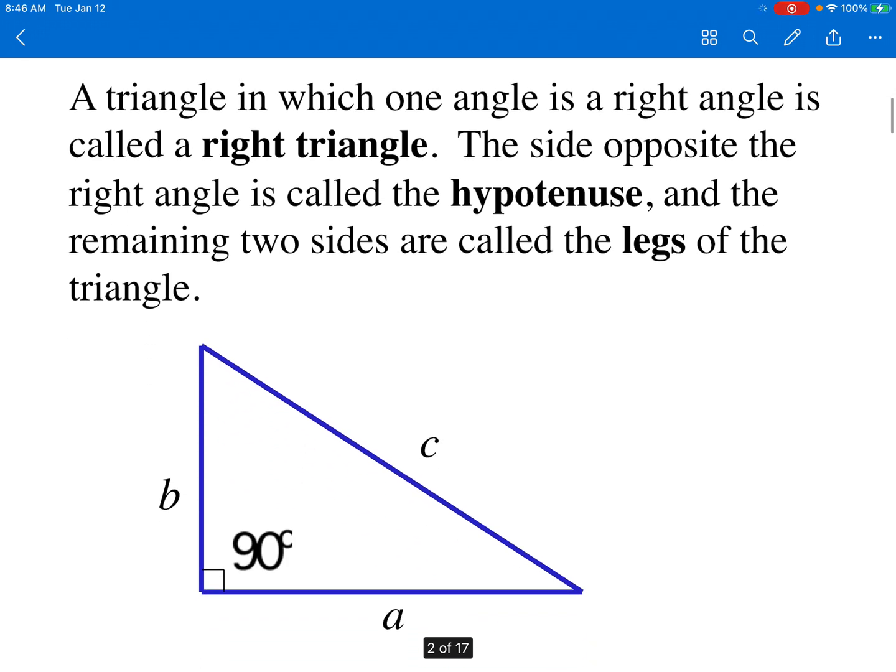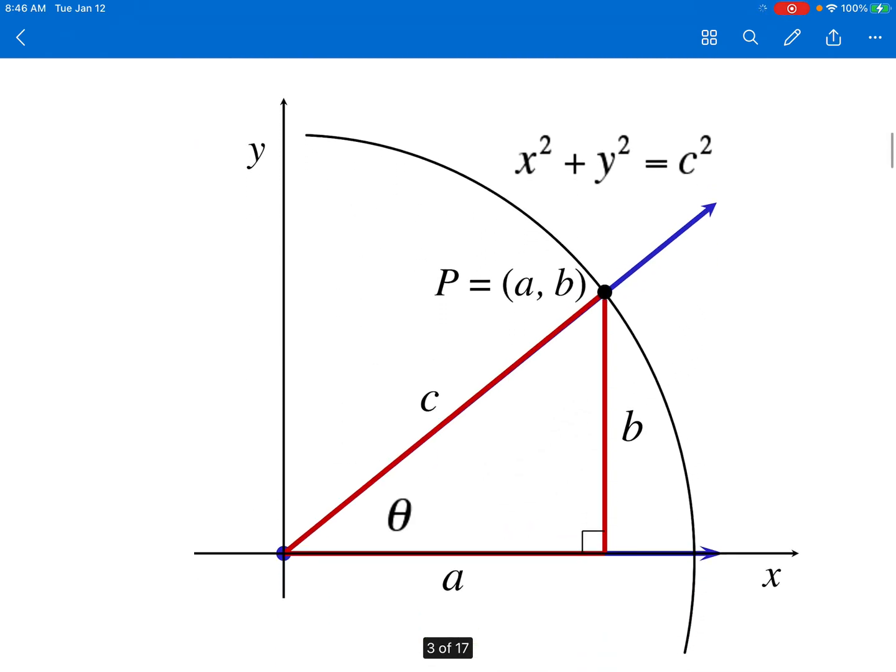So the first thing we're going to look at is make sure we remember that the legs of a right triangle are the sides that make up the right angle, and the hypotenuse is opposite the right angle. I think that's kind of common sense.